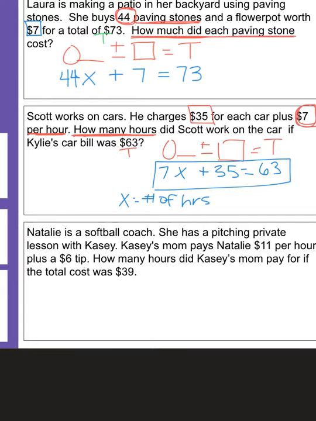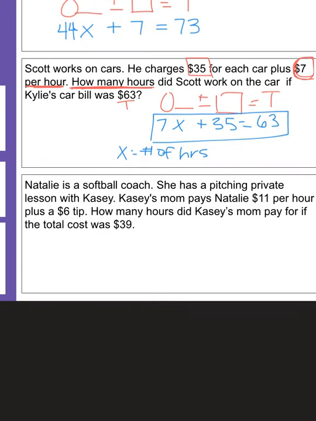Okay, sorry for my noise. Anyway, Natalie is a softball coach. She has a pitching private lesson with Casey. Casey's mom pays Natalie $11 per hour plus a $6 tip. How many hours did Casey's mom pay for if the total cost was $39?